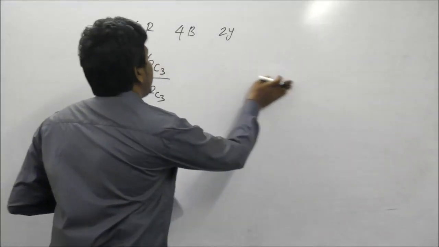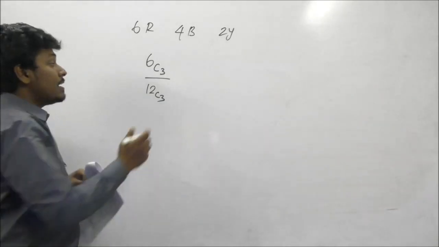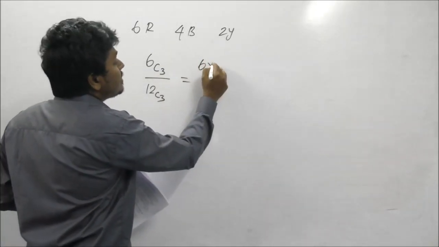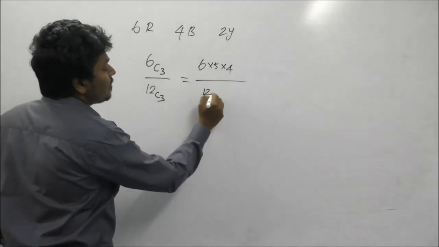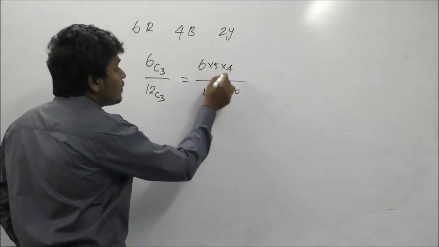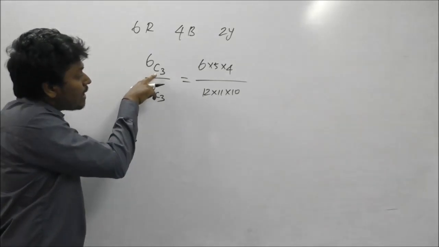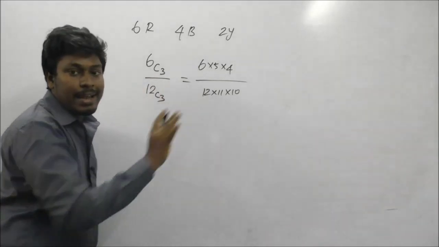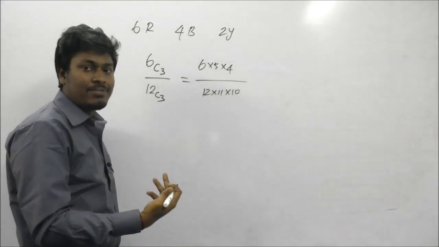Friends, remember in this kind of equation we can use one shortcut. 6C3 can be written as 6 into 5 into 4, and 12C3 can be written as 12 into 11 into 10. Why am I not writing 1 into 2 into 3 here? Because in the numerator and denominator, 1 into 2 into 3 gets cancelled. So don't worry about this value, just write the numerator values, it's enough to calculate.